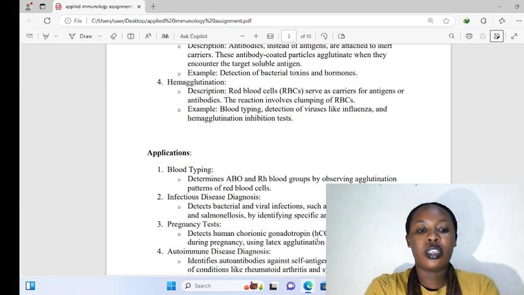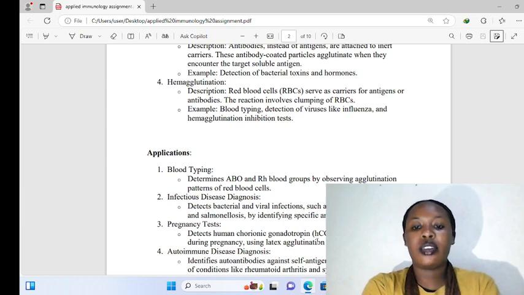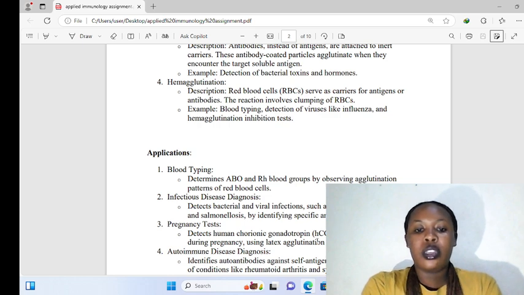The fourth one is hemagglutination. In hemagglutination, red blood cells serve as carriers for antigens or antibodies. The reaction involves clumping of RBCs, which are red blood cells. This hemagglutination is used in blood typing and detection of viruses like influenza, and in the hemagglutination inhibition test.